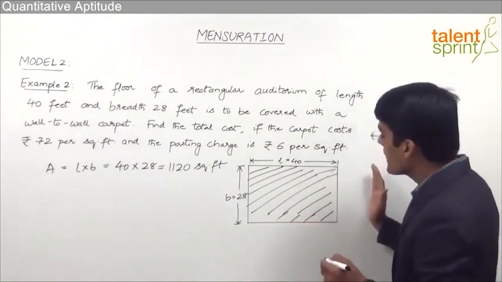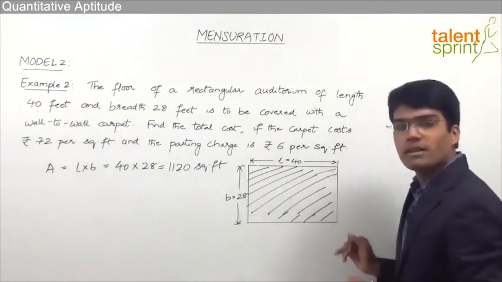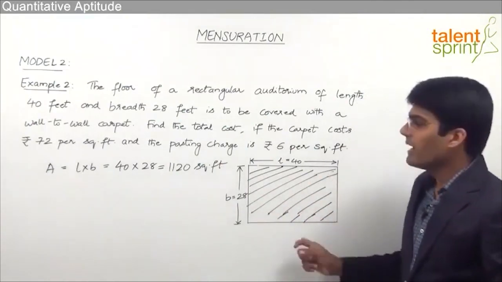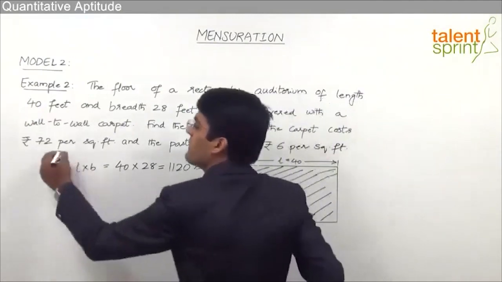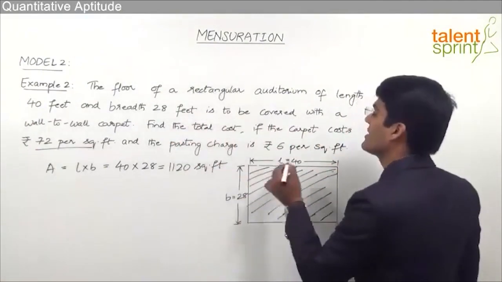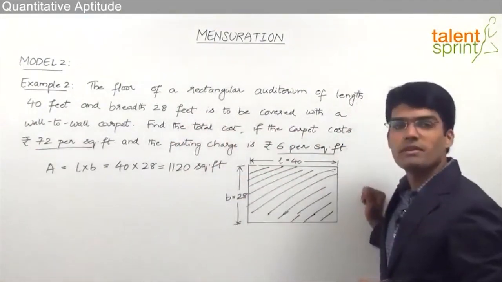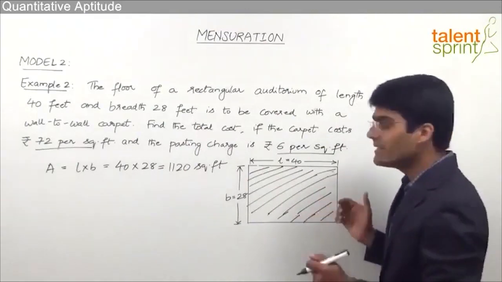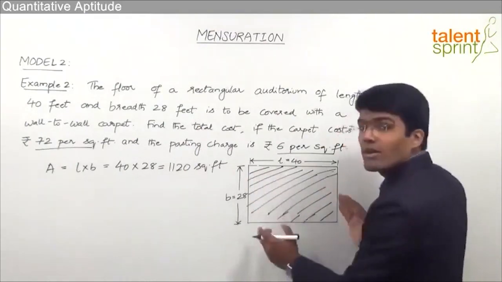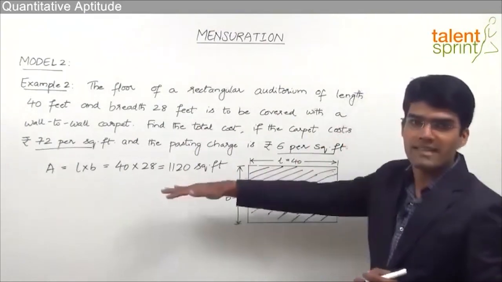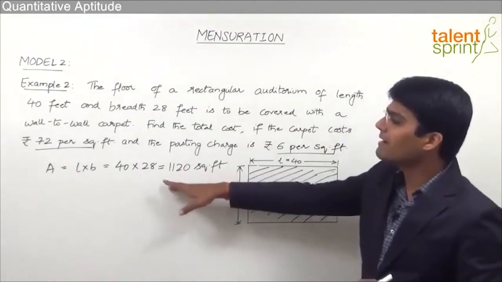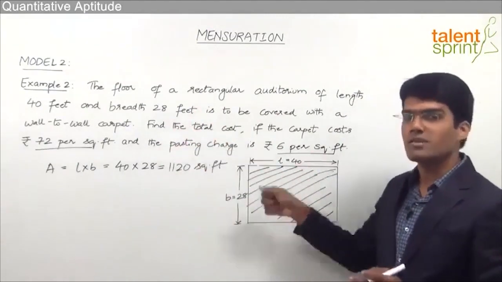Now we need to put a carpet across this area of 1120 square feet. And the cost of carpet is 72 per square feet and the pasting charges is rupees 6 per square feet. So what will be the total cost? Because we are working on the area of the floor, we first need to find out what is the area. And then that area multiplied by the cost will give us the total cost.